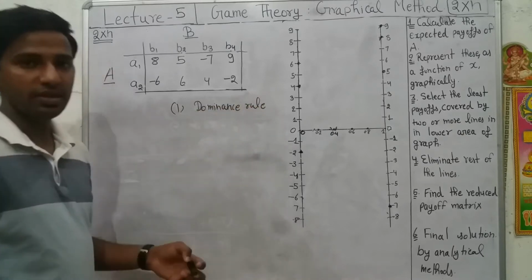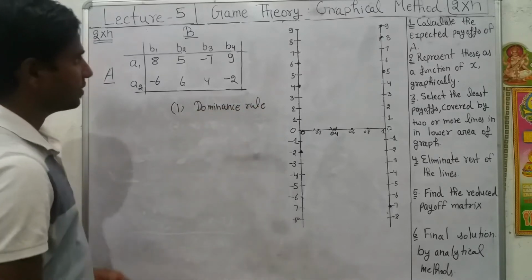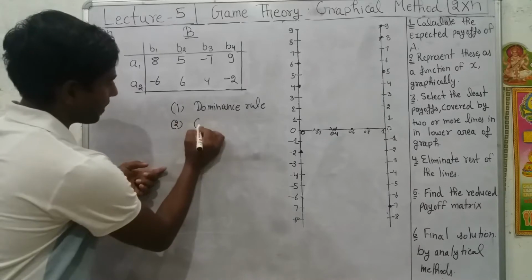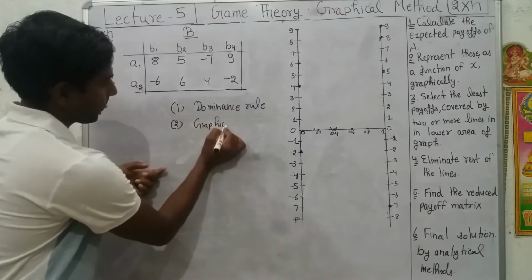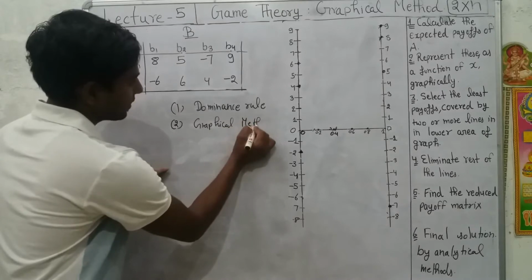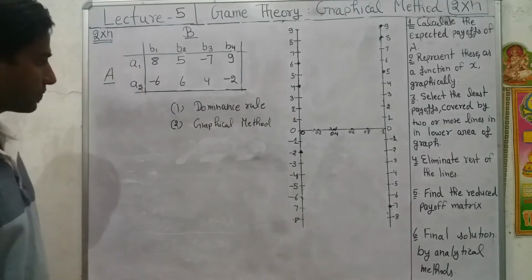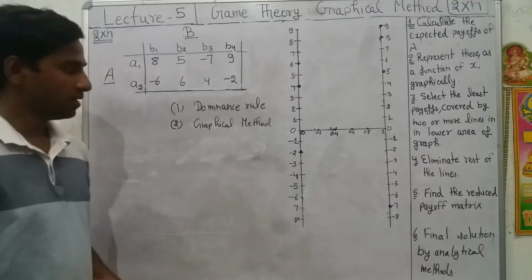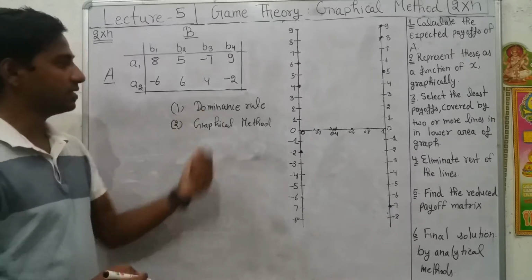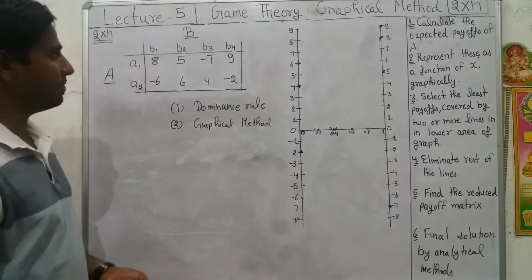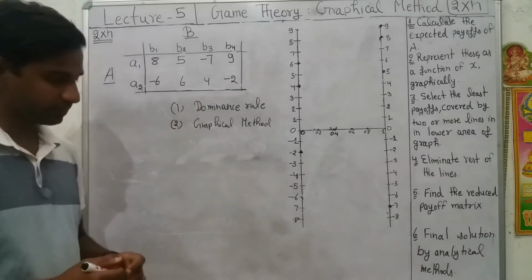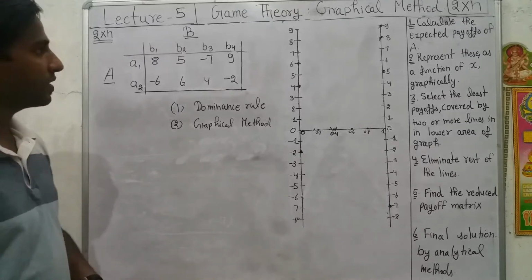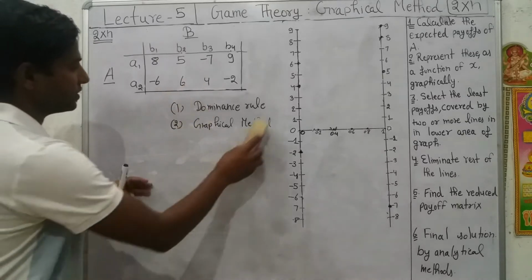We have discussed the dominance rule of game theory in the previous video. And the second method of reducing the order of the game is the graphical method. In this video we are going to study the graphical method. So what would be the procedure to apply the graphical method in these kinds of situations?